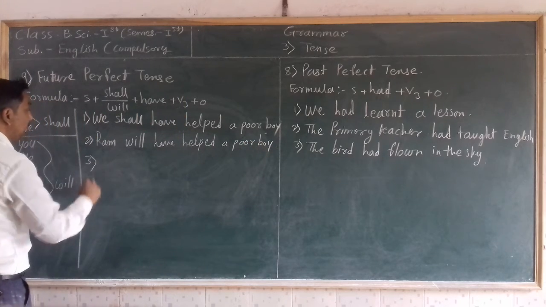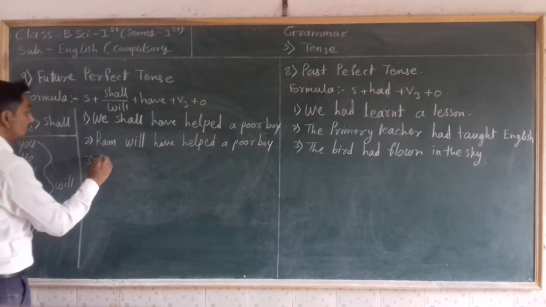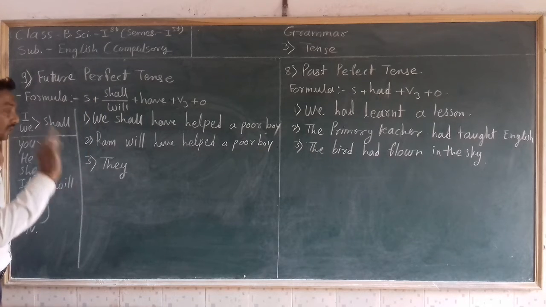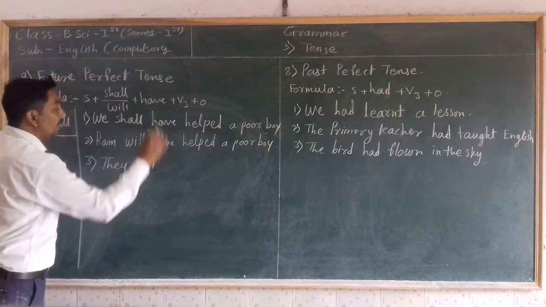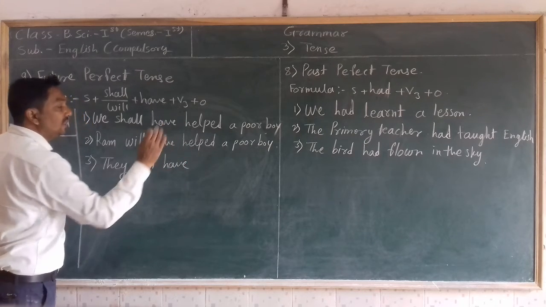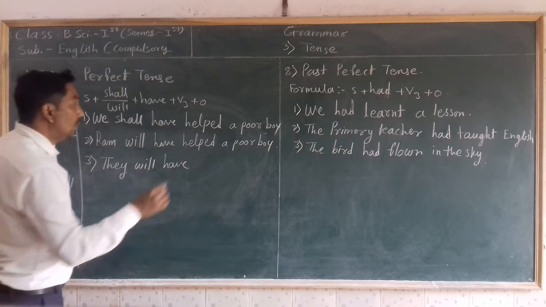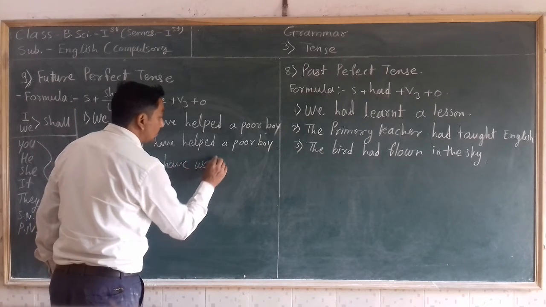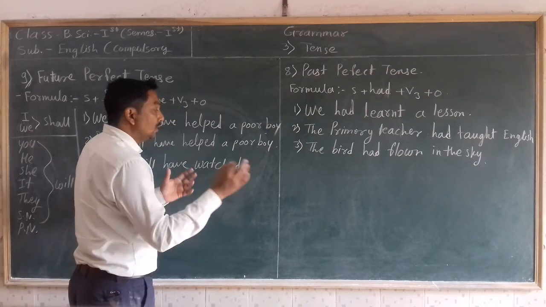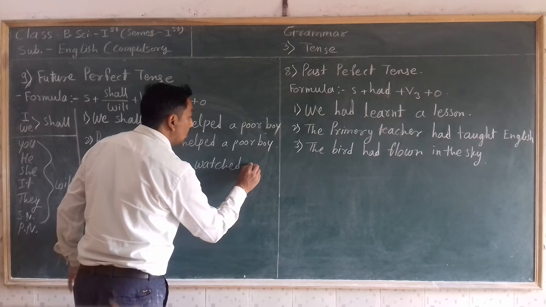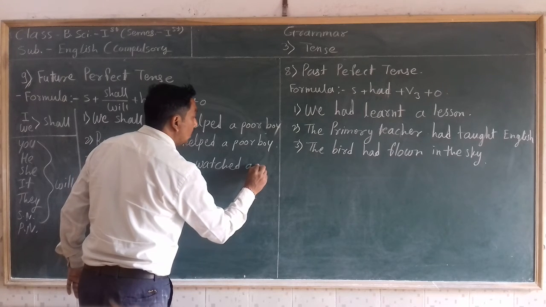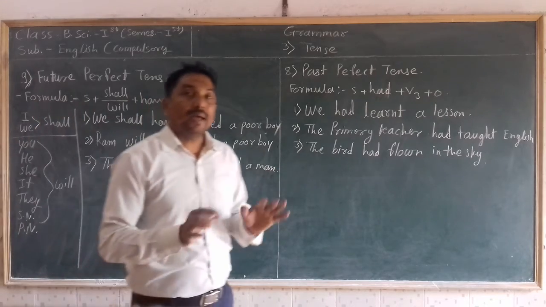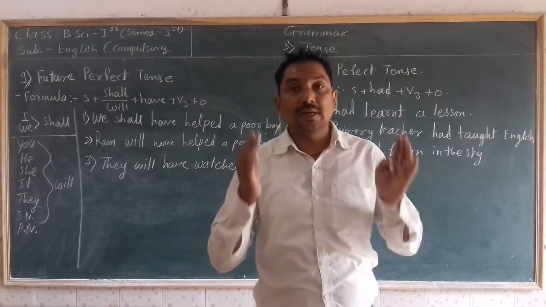Let's take another sentence. Suppose I want to take the subject they. So what will we take in front of it, shall or will? Right, will. Then take have. Then V3, the third form of the word watch. What is the V3 form of watch? It is watched. What is watched? A man.